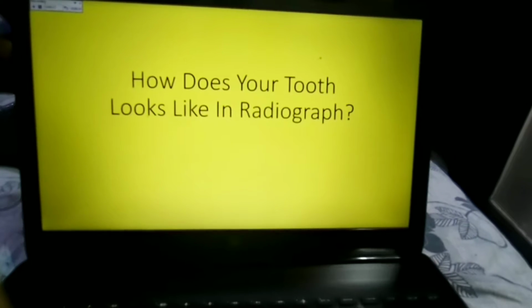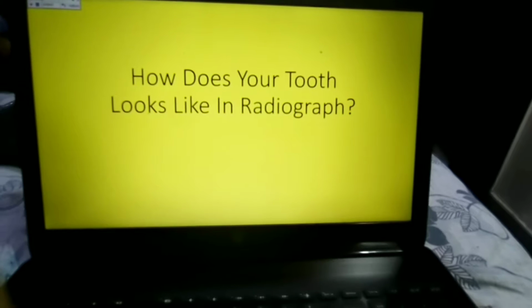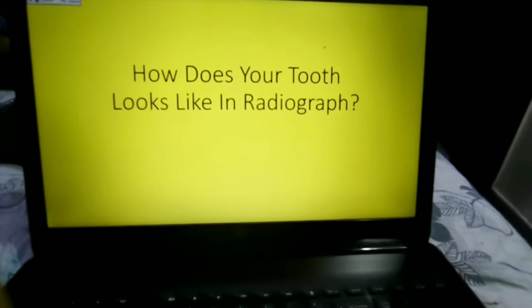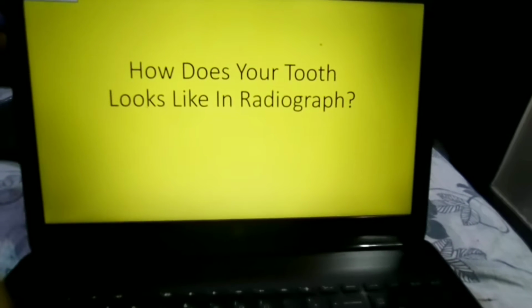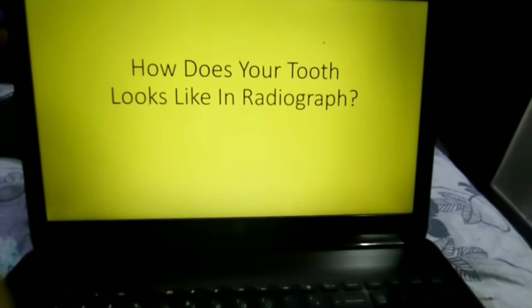Now it's very important to know what your dentist is showing you, where your cavity is present, and where you need to go for cleaning. So for that, you need to understand the tooth structure that is seen in your radiograph. Okay, now today I'll tell you.